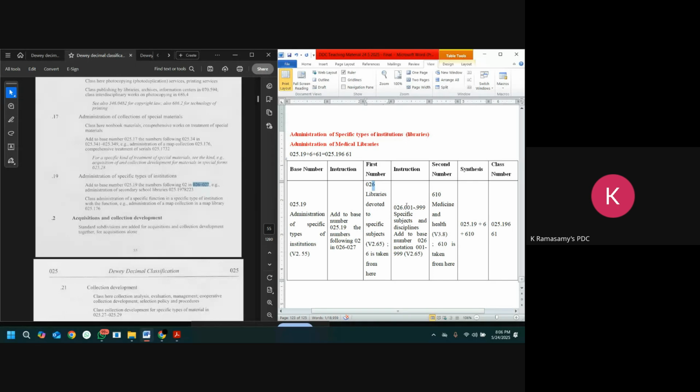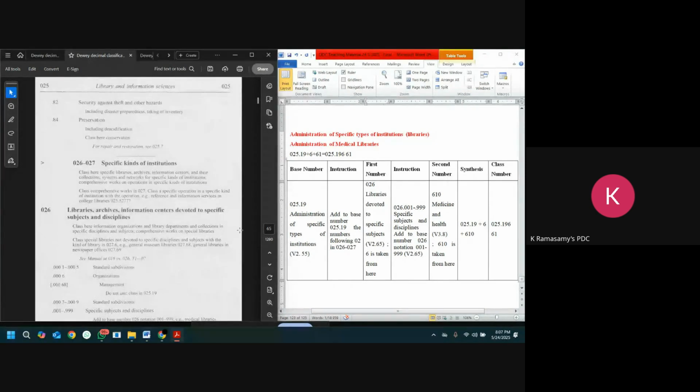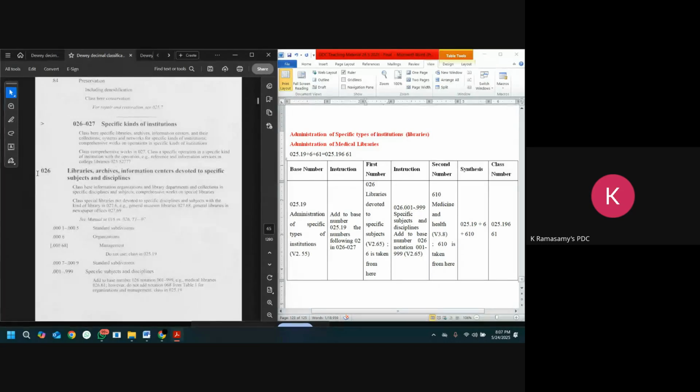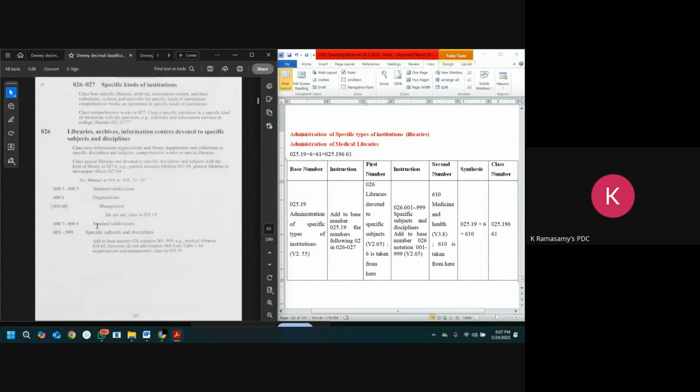025.19. Work is over. Now I need to add a number for medical libraries. So I need to go to 026 to see what instruction is available there to add special libraries. It says 026: if you want to add specific subjects, add to base number 026, notation 001 to 999. To this 026, you can go to the schedule, take any number from 001 to 999, and that number can be added.